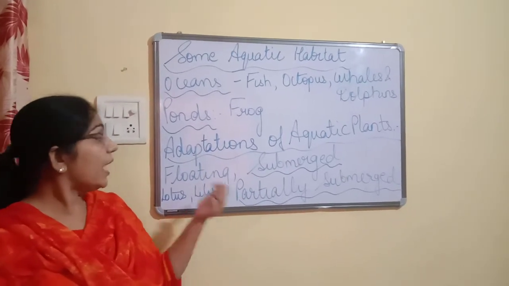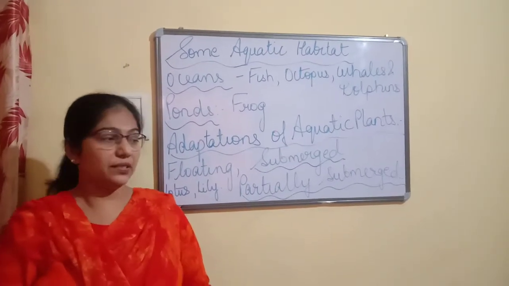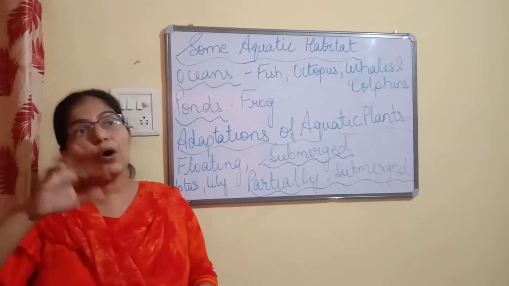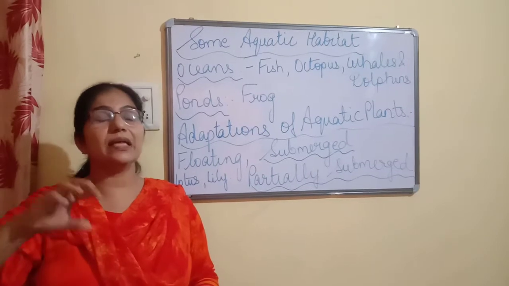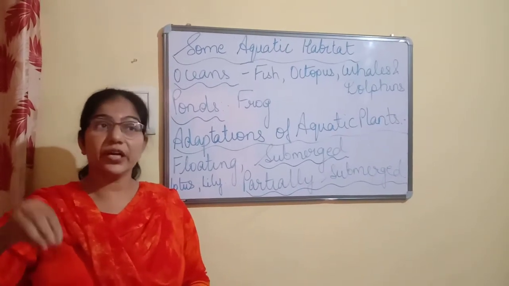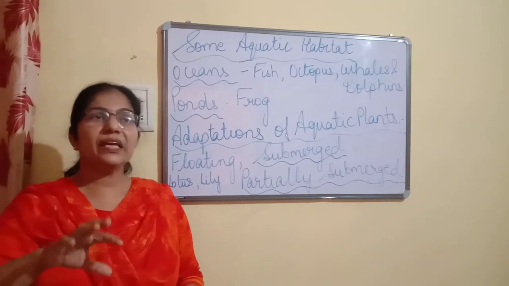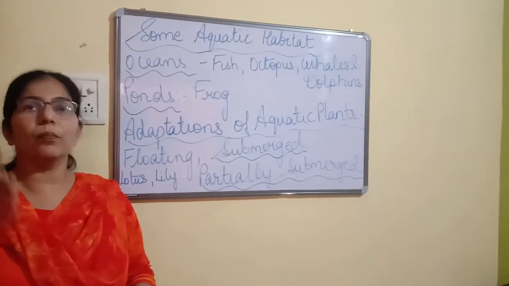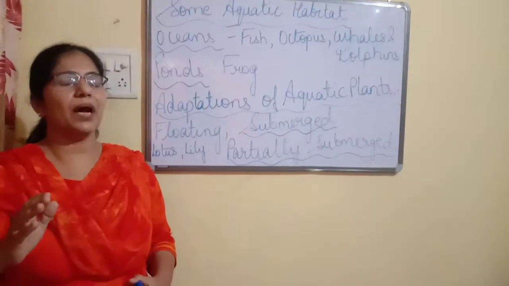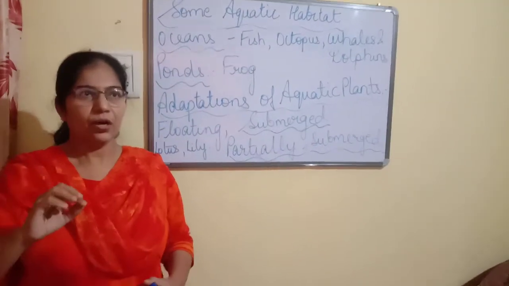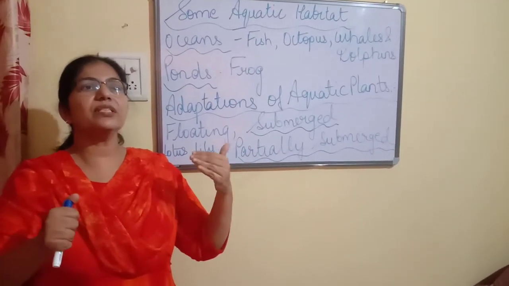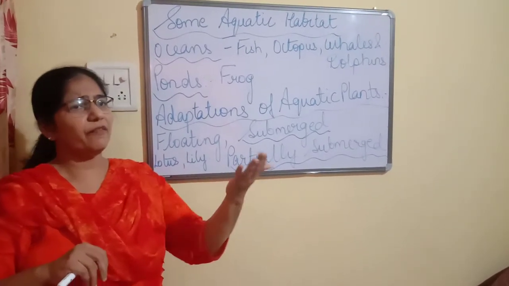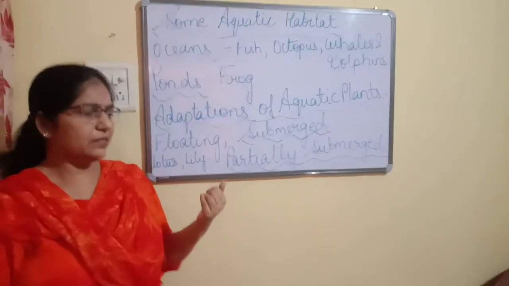Now children, what are the adaptations of the aquatic plants? Firstly, the roots are very short. Like how we have studied in terrestrial plants that the roots absorb water and minerals from the soil. But here the function of absorption is not done by the roots. The main function of the roots in aquatic plants is to hold the plant. Okay, and the nutrients and water are completely absorbed by the stem and branches when they are floating on the surface.